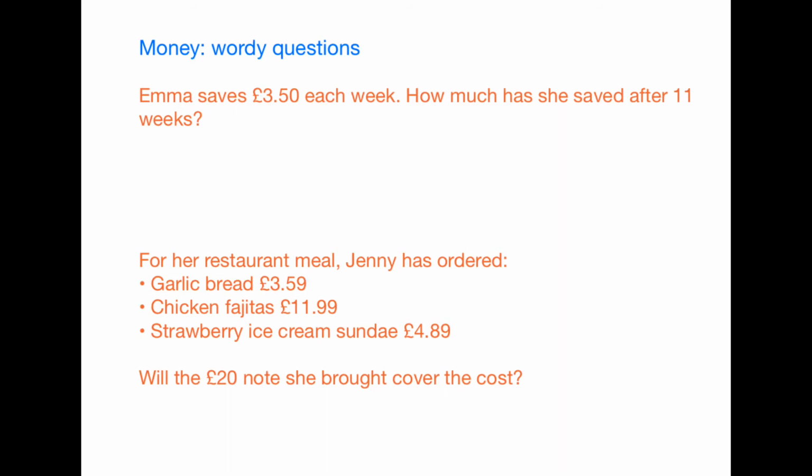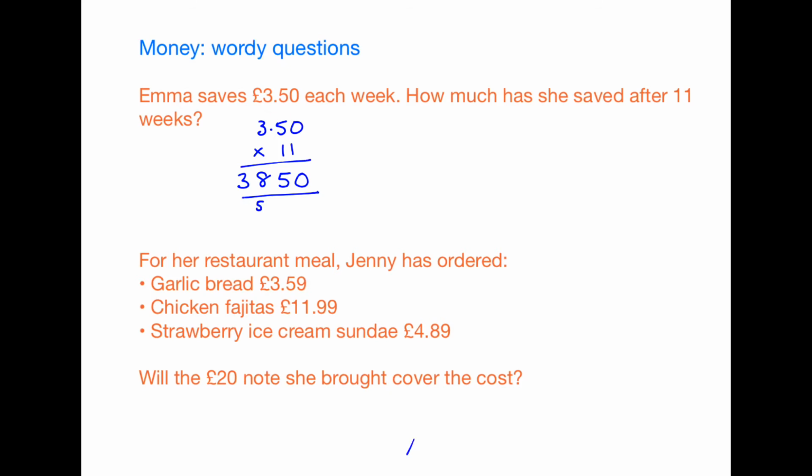Okay, so £3.50 each week for 11 weeks. So we're going to need £3.50 times 11, aren't we? So £3.50 times 11. Okay, so 0 times 11 is 0. 5 times 11 is 55, so write down the 5 and carry 5. 3 11s are 33. Add the 5, makes 38.